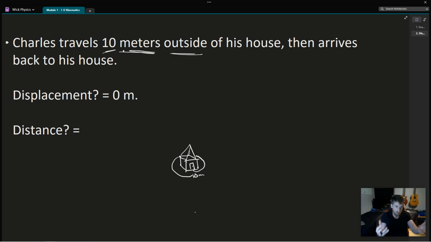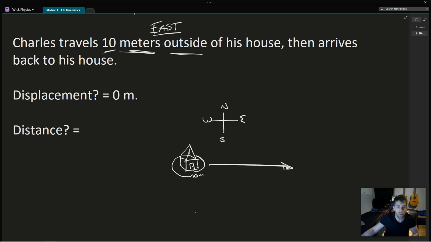A poorly written question would be this if we weren't conceptually trying to explain why it's such a bad question, because you need direction or else nobody's going to understand what distance. If I said travel 10 meters to my house and you've never met me before, you would say, well, which way do I go? I don't know. So we can easily insert travels 10 meters east, just a straight up east. If we had our compass here, north, east, south, west. So east 10 meters, and then arrives back to his house.